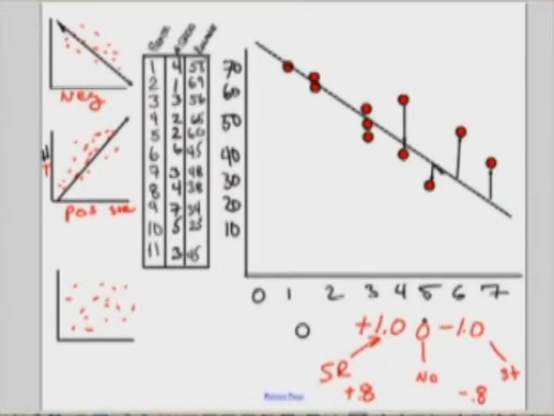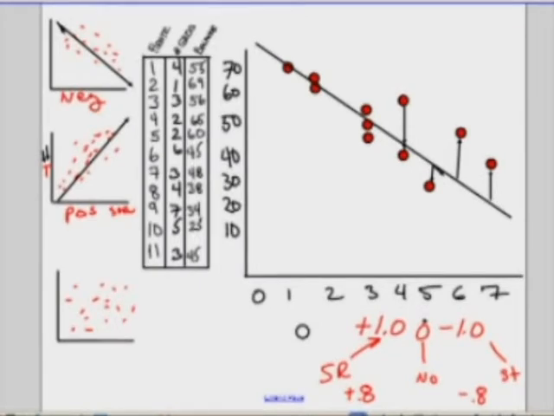Other correlations that are spurious: ice cream sales and drownings. As ice cream sales go up, drownings go up. So if you want to stop drownings, stop selling ice cream, right? It's the same logic.